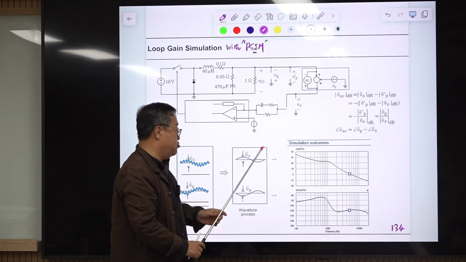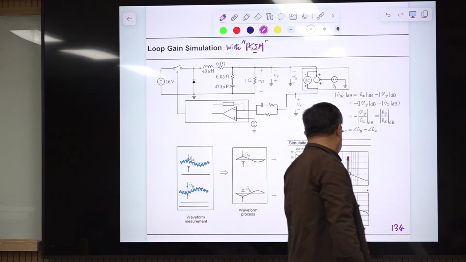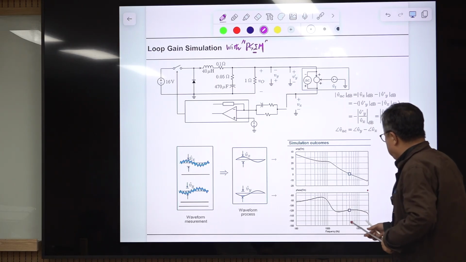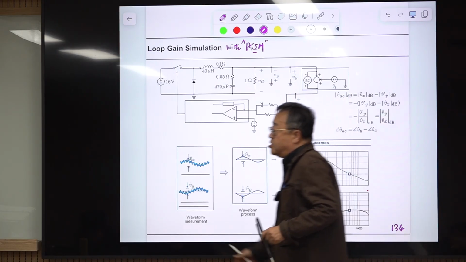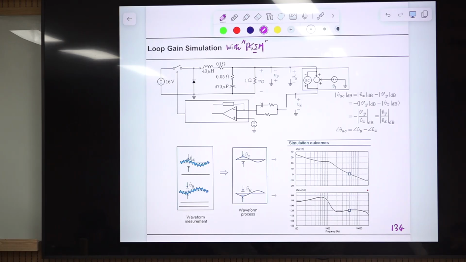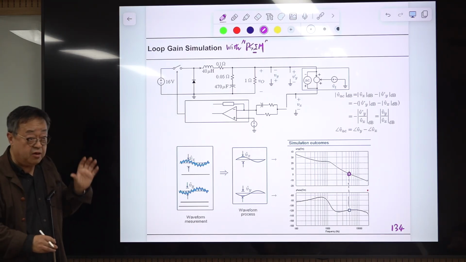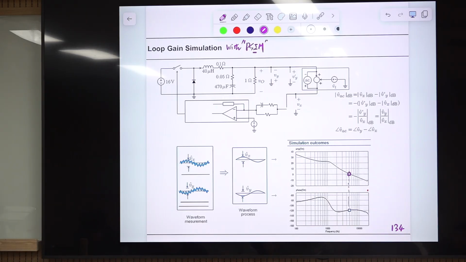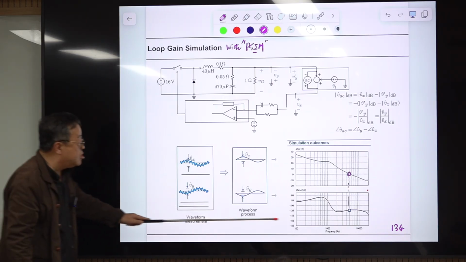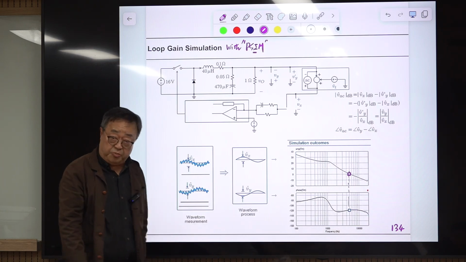So you just take a look at this here. Then when the phase is minus 180 degrees, this is the loop gain crossover frequency. So the amplitude of the ratio of the two signals becomes unity. And the phase is way above this one. So this converter is very stable.